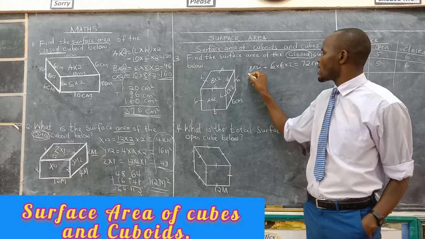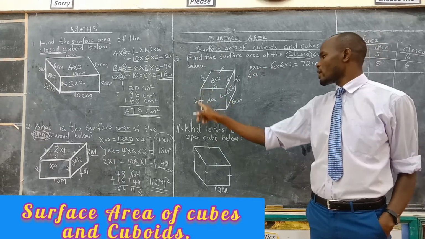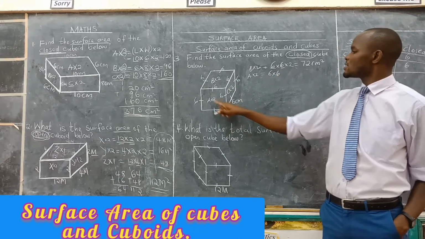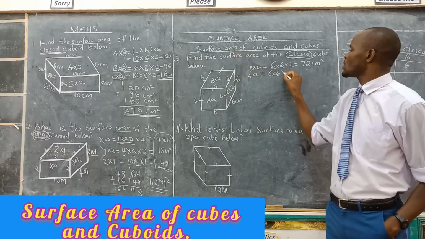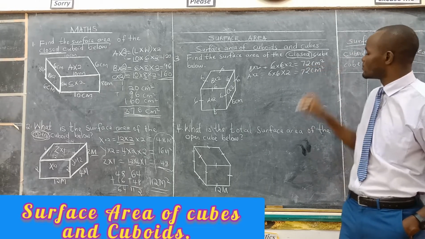We go to A times 2. The area of this is just a square, so it is 6 times 6. Since we have another square on the other side, you multiply by 2. The other side will still give you 72 centimeters squared.